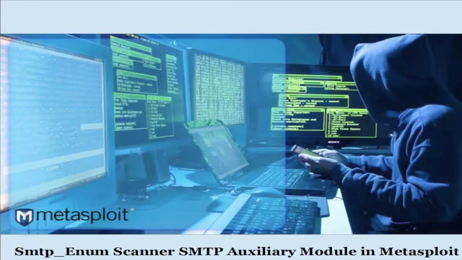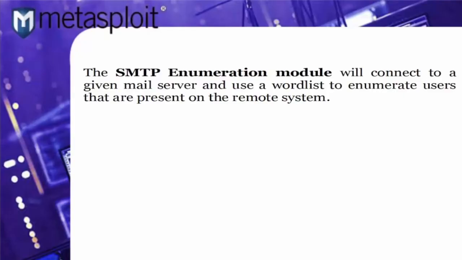So welcome, in this video we are going to learn the SMTP auxiliary module in Metasploit. The SMTP enumeration module will connect to a given mail server and use a word list to enumerate users that are present on the remote system.